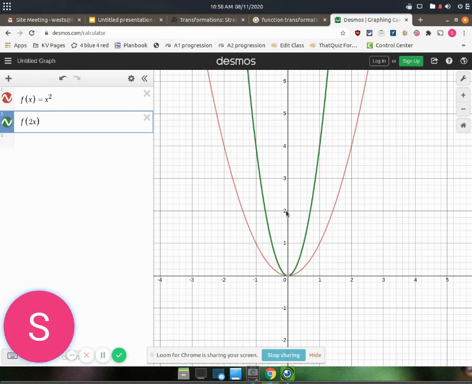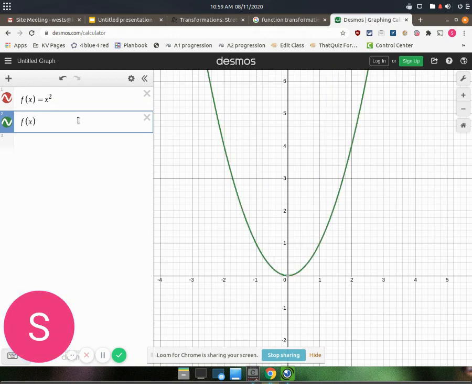If we look at where the red one is at 4, we have an x value of -2. But on the green one, it reaches 4 when the x value is just half of that. It's at -1. So that is a horizontal shrink or horizontal compression. You're taking the red one and you're squishing it this way, left and right.